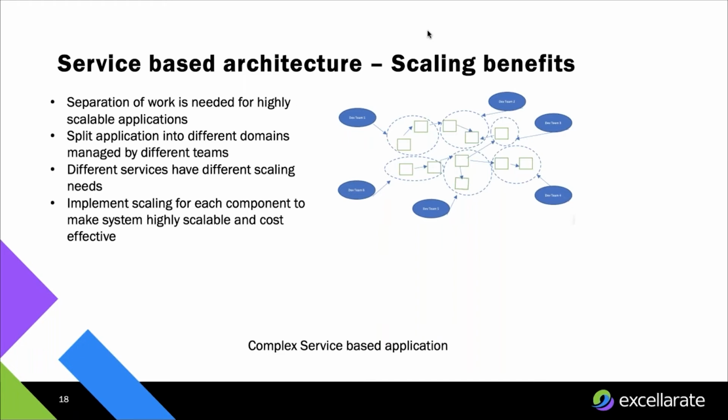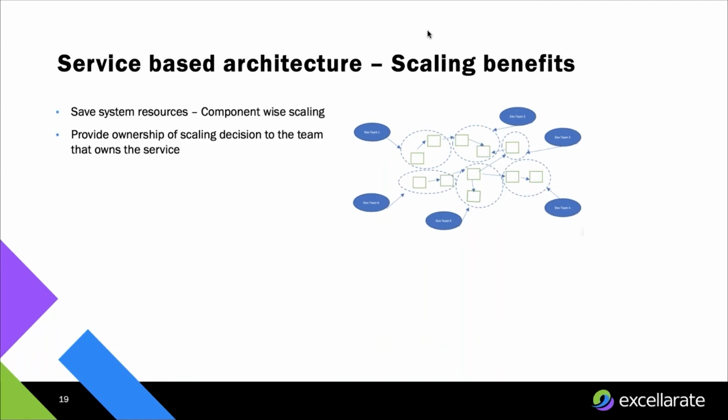In the same example, there is an order history page that needs to be built. We need to see what design and architecture strategy we will go with. We probably go with a different architecture. We probably design a service that can extract the data from the transactional database and put it in a database like MongoDB or something like that, and that way we can decide. So different services have different scaling needs. Implement scaling for each component to make the system highly scalable and cost effective.